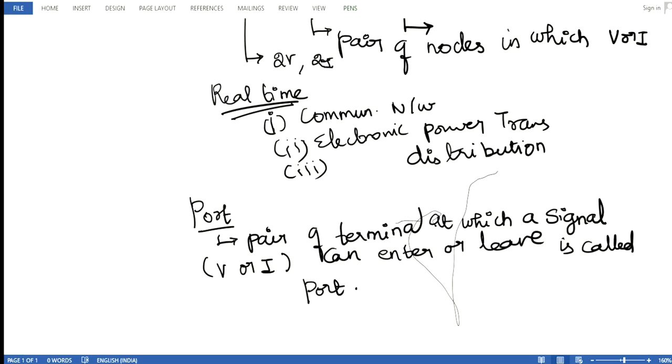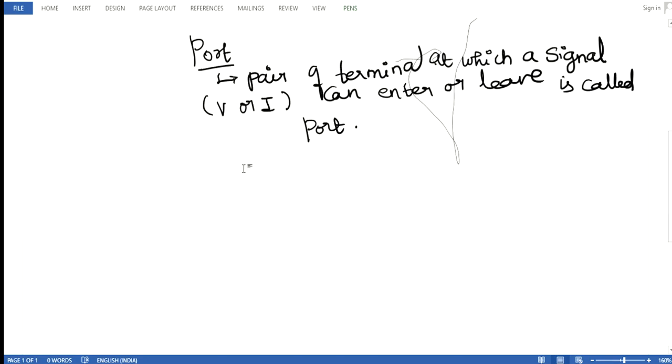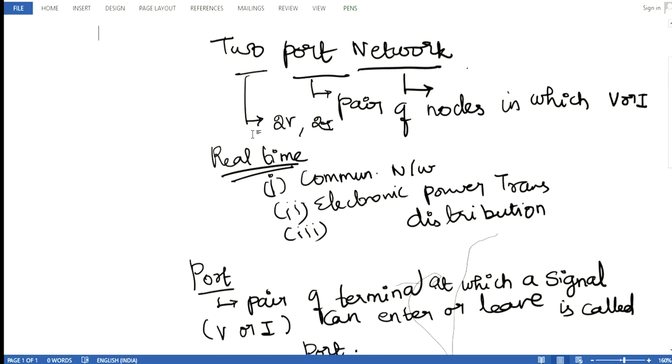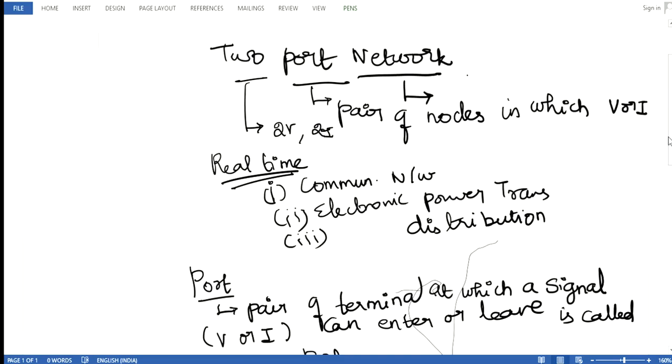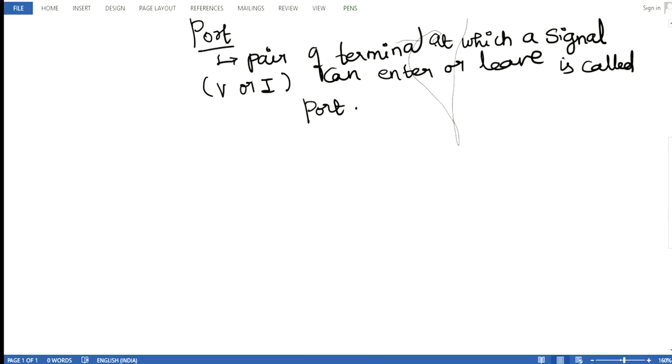So it can be explained by a diagram. After seeing this diagram, you will be able to state the definition properly. So consider a black box. A black box is something whose inside we can't know, but here it has inputs and outputs. Consider this square box, and name it as a port. It has two pairs of nodes. That is a pair of terminals, which are nothing but nodes. A node is represented by a single dot.